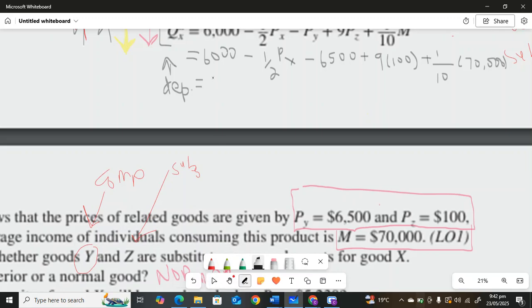So it says 6,000 minus half PX minus 6,500, plus 9 times 100, which is 900, plus 1/10 of 70,000, which is 7,000.